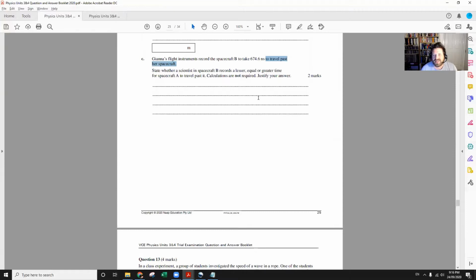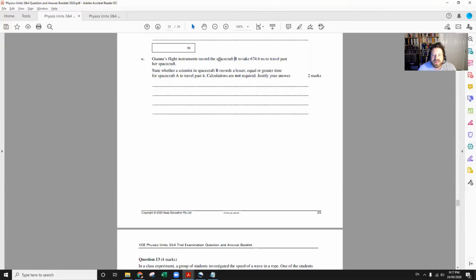So that's the first clue that this is not going to be something that we're really going to be doing calculations on. It's not very well defined. State whether a scientist in spacecraft B records a lesser, equal, or greater time for spacecraft A to travel past it. It says calculations not required, justify your answer. Okay. So if we had a really good sense of what spacecraft B has actually measured, and then we were being asked, for those same events, what's the time duration that spacecraft B is between them, then we'd be using some sort of time dilation here. And that would be a real special relativity question. This one here is more, I would say, a trick of language.